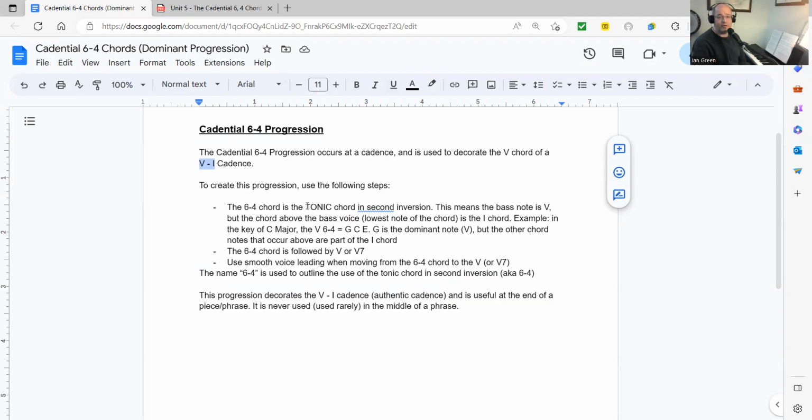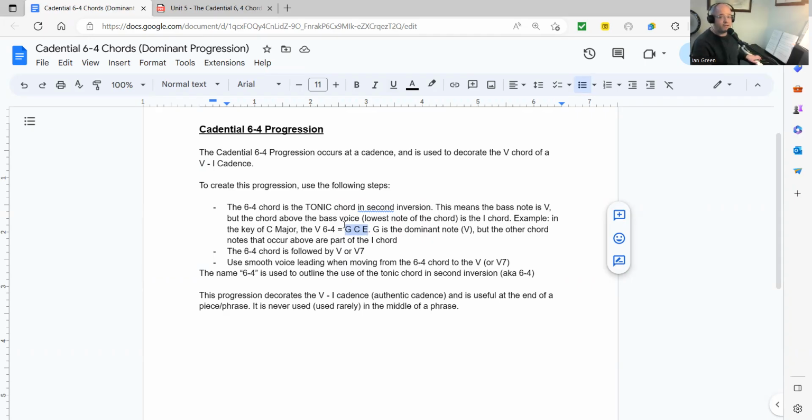The 6/4 chord is the tonic chord in second inversion. This means that the bass note is the dominant note of the scale, but the chord that occurs above the bass or the lowest note is essentially the tonic chord. So for example, in the key of C major, the V64 would equal G, C, E. G is the dominant note, or the dominant part of the dominant chord in the key of C, but the other notes, C and E, are part of the tonic chord.